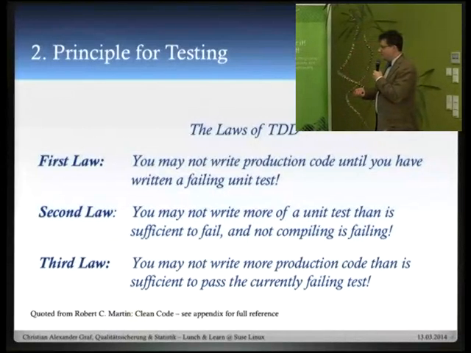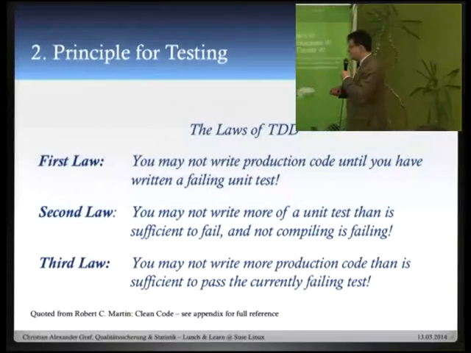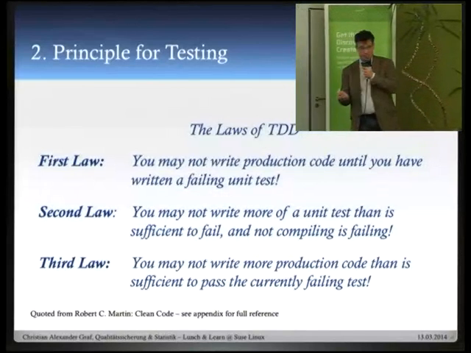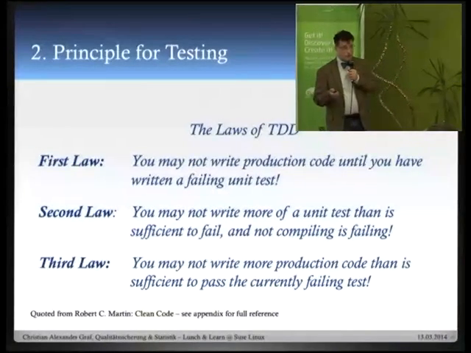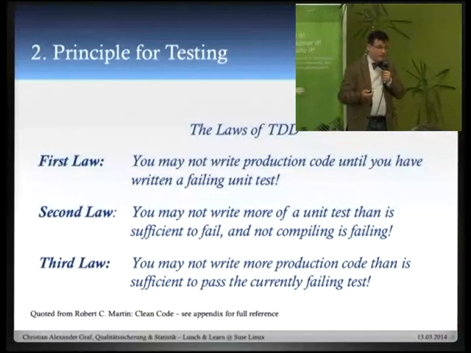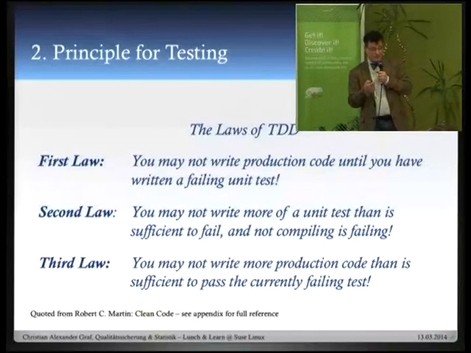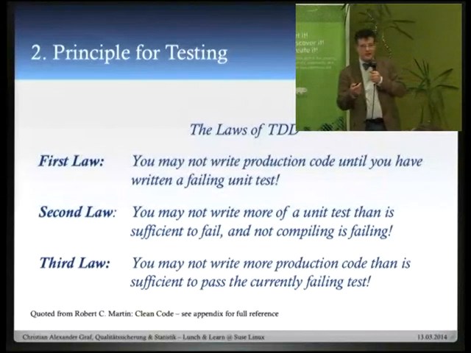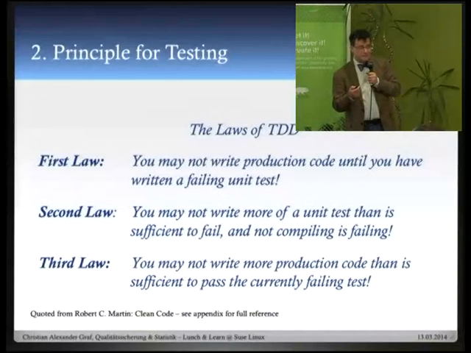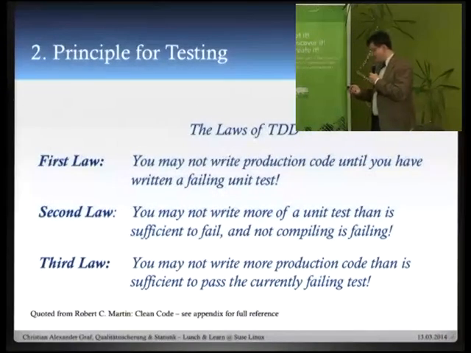The third law, you may not write more production code than is sufficient to pass the currently failing tests. So once your tests actually pass, you stop and write the next unit tests. This is a completely different approach in implementing software. It's really hard to do that at the beginning. It's still hard for me. And it takes time, it takes exercise, it takes practice to do that. You don't know that right, or you can't do that right from the start.